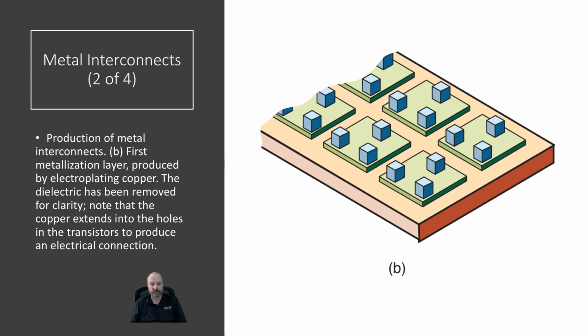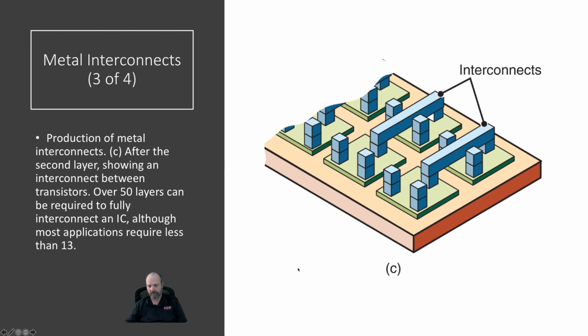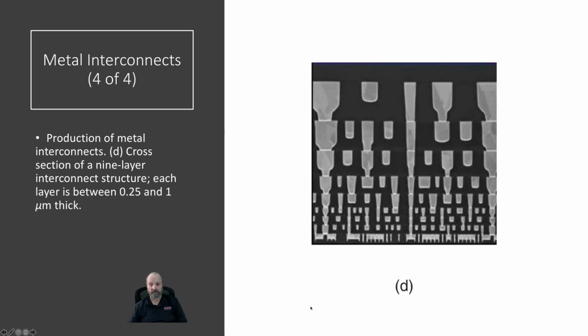Now we're going to add the metal. Okay, this is showing you the metal as posts. It's not quite like that, but you get the idea. And then actually those posts were the metal in the holes themselves. And then we add the interconnects. So now we're connecting different transistors to each other to make our AND gates, our NAND gates, and all of that. Okay. And in reality, this is what it looks like.